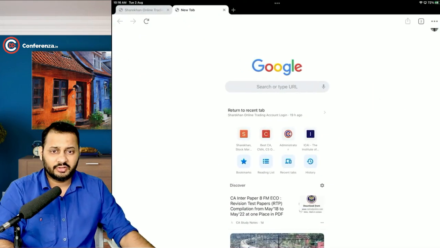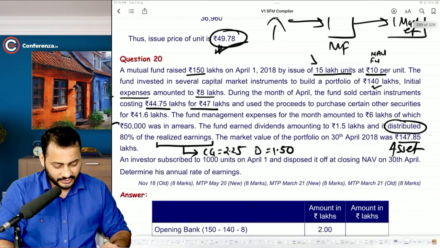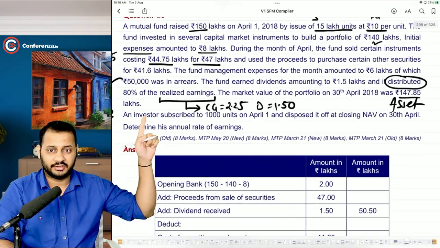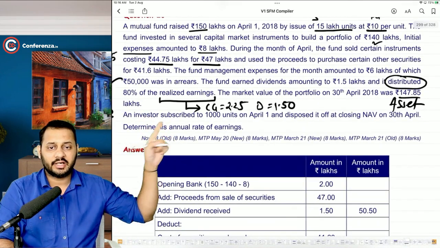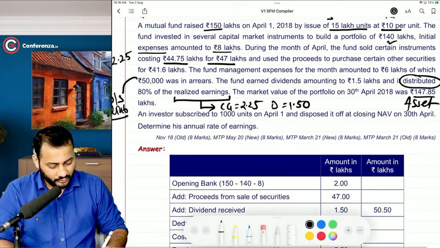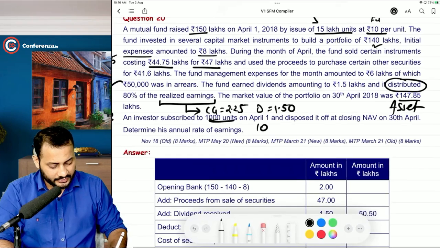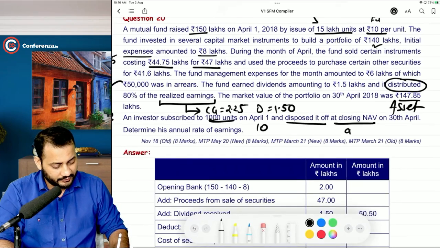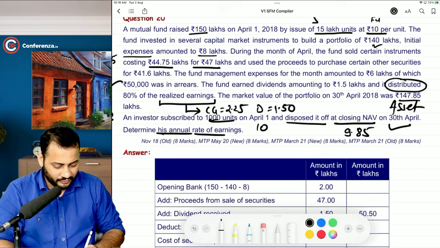So this is NAV 1. Now the question is not asking you to calculate the NAV. The question is asking you to find out the investor's return. Have a look. An investor subscribed to 1000 units on April 1. So at what price he might have invested? At 10 rupees, and disposed it off at a closing NAV which is 9.85 on 30th April. Determine his annual rate of earning.